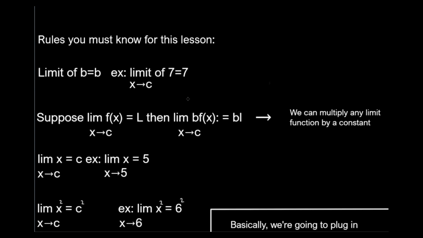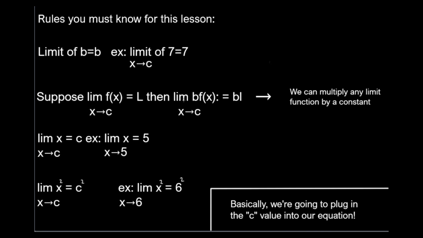Okay, suppose that the limit of f of x as x approaches c equals L, then the limit of b times f of x is equal to b times L. So basically, we can multiply any limit function by a constant. And as you know, limit function was a term we defined last lesson. So if you missed last lesson, I'll link it in the description below.